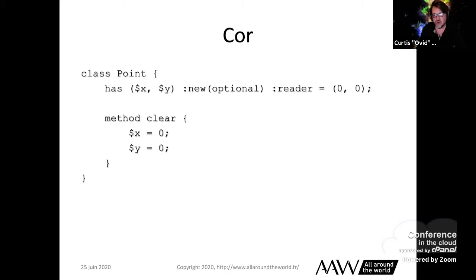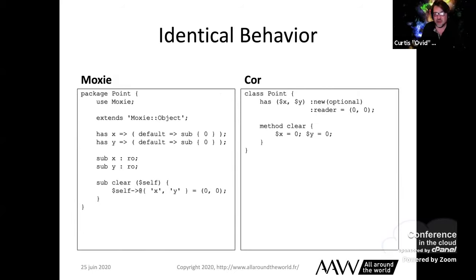This is the same thing in Core. Has X, Y, you can optionally pass it to new. It's got a reader, each of those has a reader, and default values, if you don't pass it to new, are 0 and 0. And the clear method, you just assign 0 to the variables. There's Moxie on one side, there's Core on the other. Every time I rewrite any sample code in Core, it is smaller and easier to read, and quite often more functional than the corresponding code in Moose or Perl.